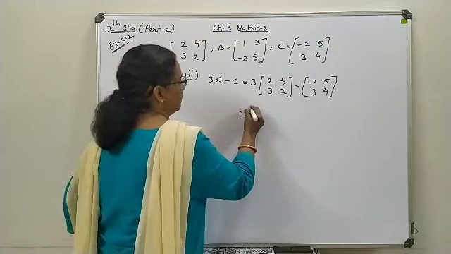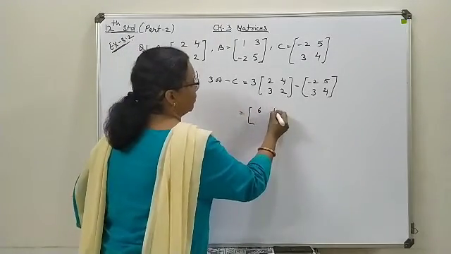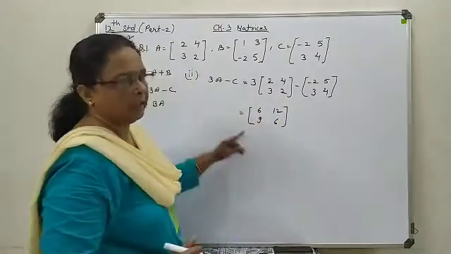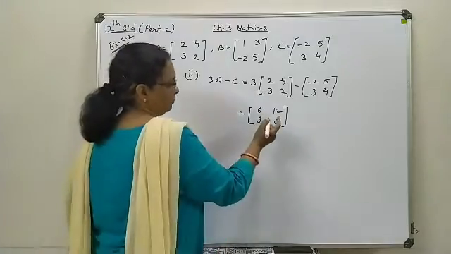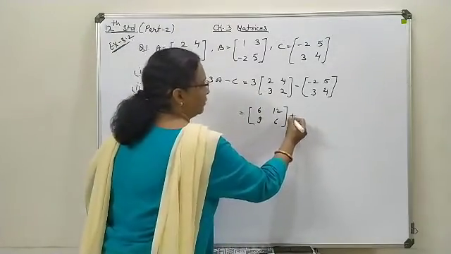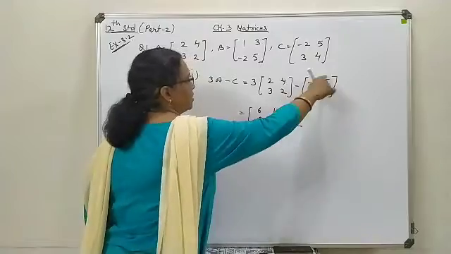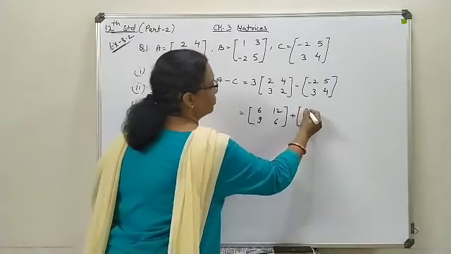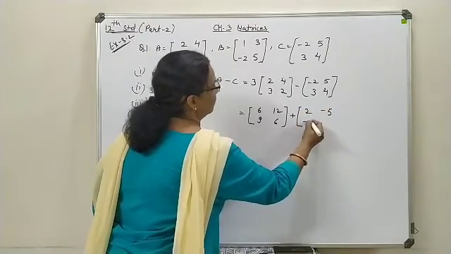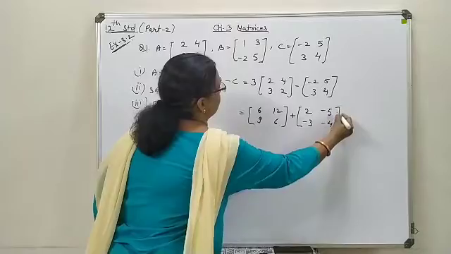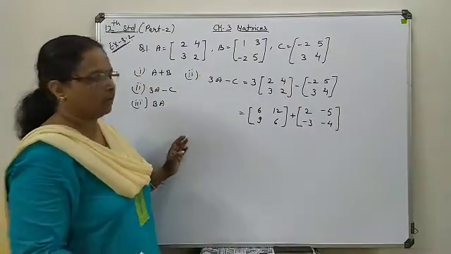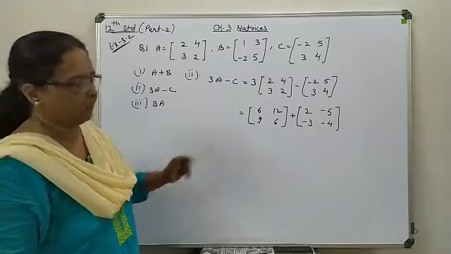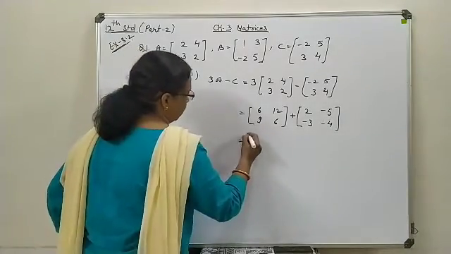So this will turn into 6, 12, 9 and 6, after multiplying each element by 3. Here you write the plus sign. And this negative sign you multiply with each element of matrix C. So this will be 2, minus 5, minus 3 and minus 4. Now it is the same as the previous one. You perform addition of the two matrices. So go for the addition in a normal case.